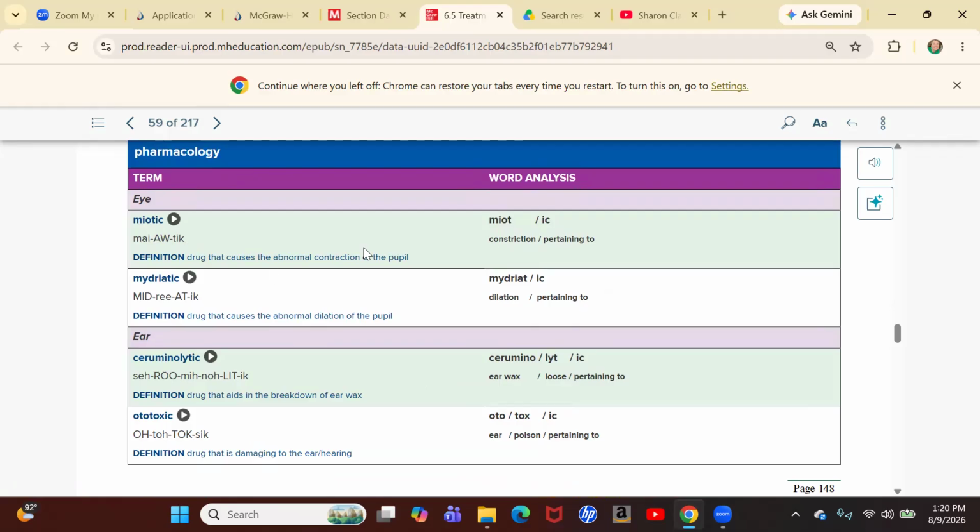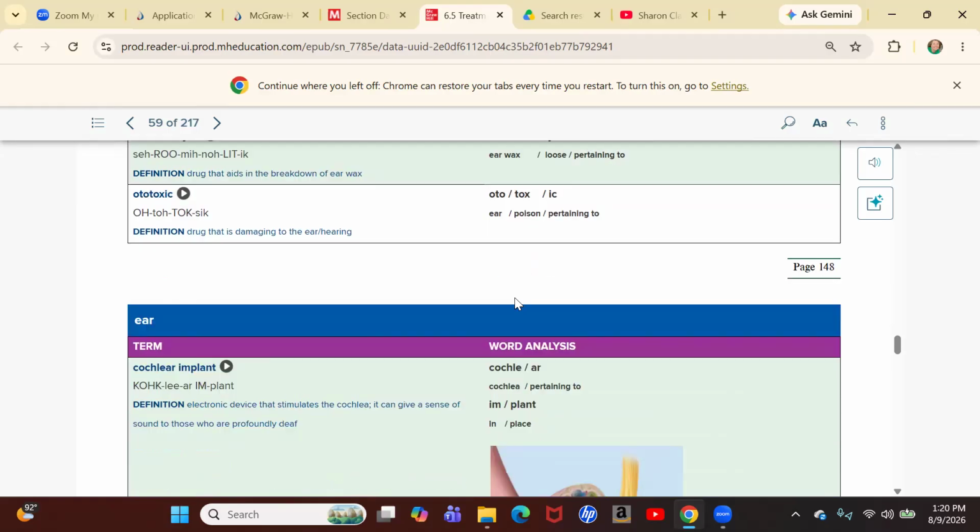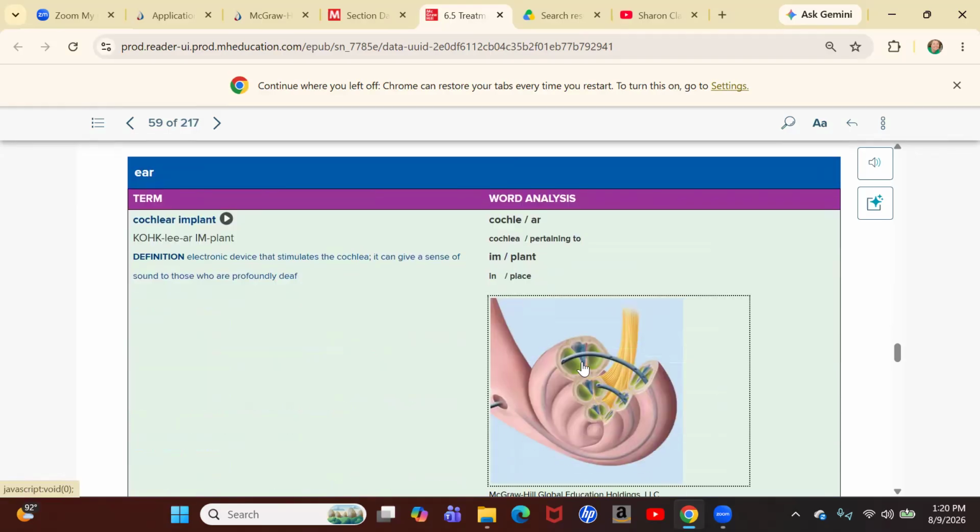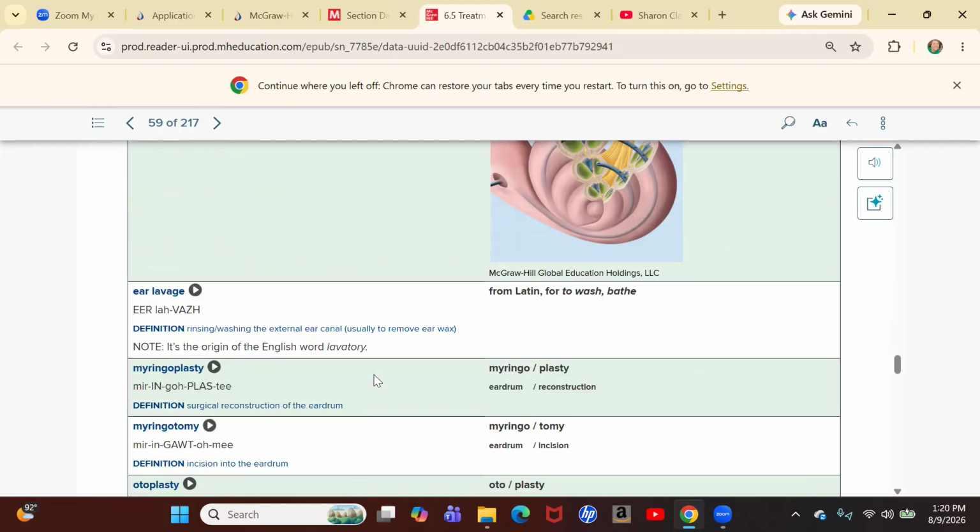Miotic here, drugs that can cause that contraction of the pupil. Oftentimes it is done on purpose to dilate the pupil to be able to look into the retina. Cochlear implants here. This is a miraculous device that can stimulate the cochlea and give sound back to people who are deaf.